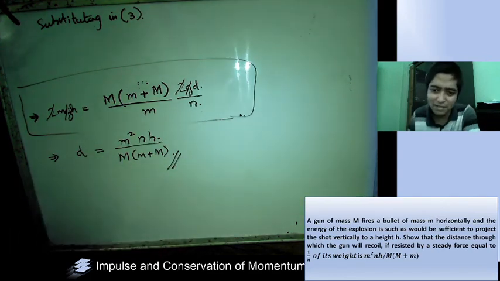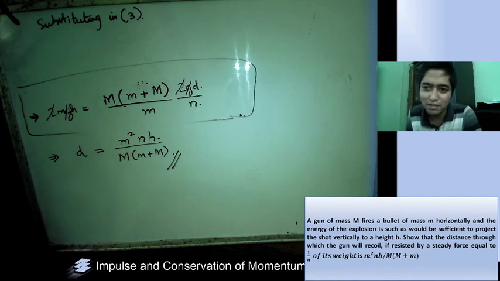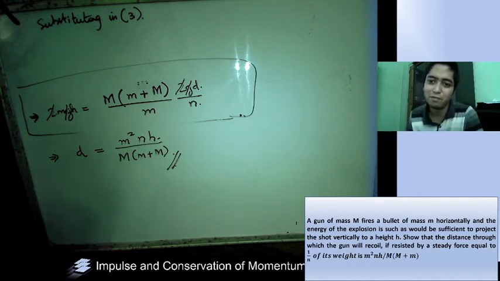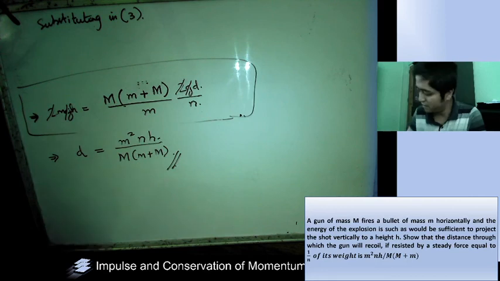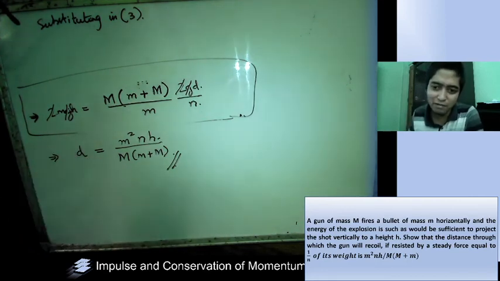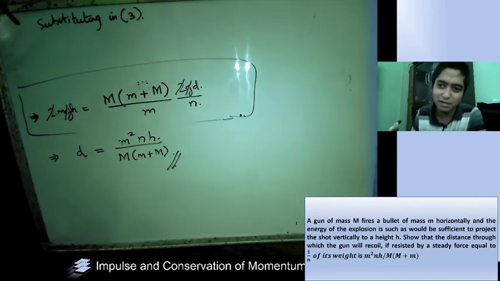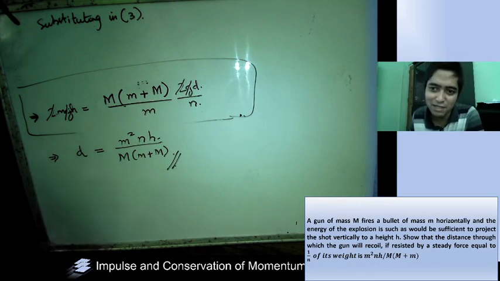So if you can see what we are using, we are just using the law of conservation of momentum and the principle of conservation of energy to solve these problems. Then later on, if distance is involved, we can even use the equation of motion which is experienced by the particle, the gun or the bullet, depending upon the question.